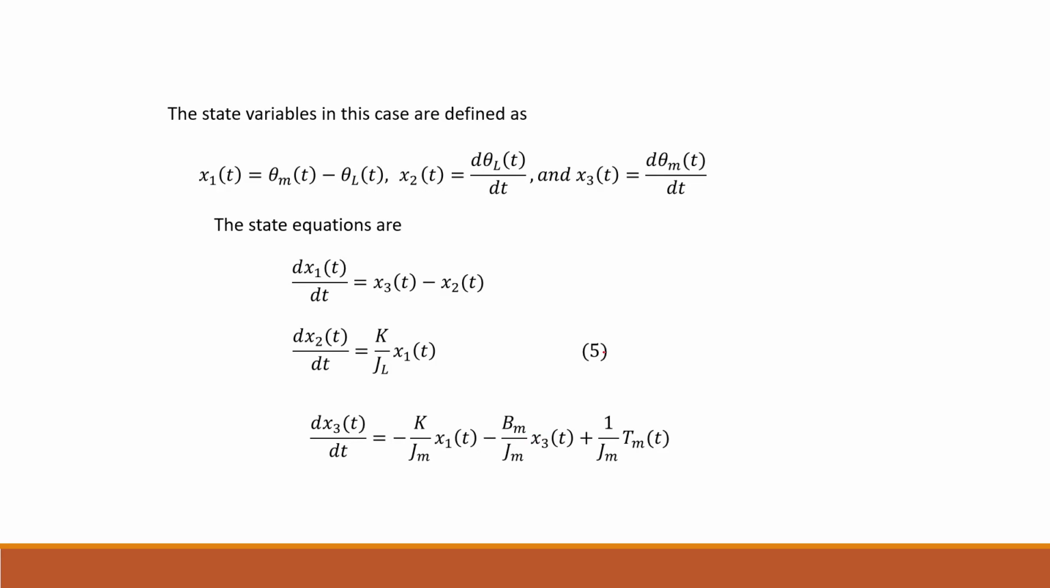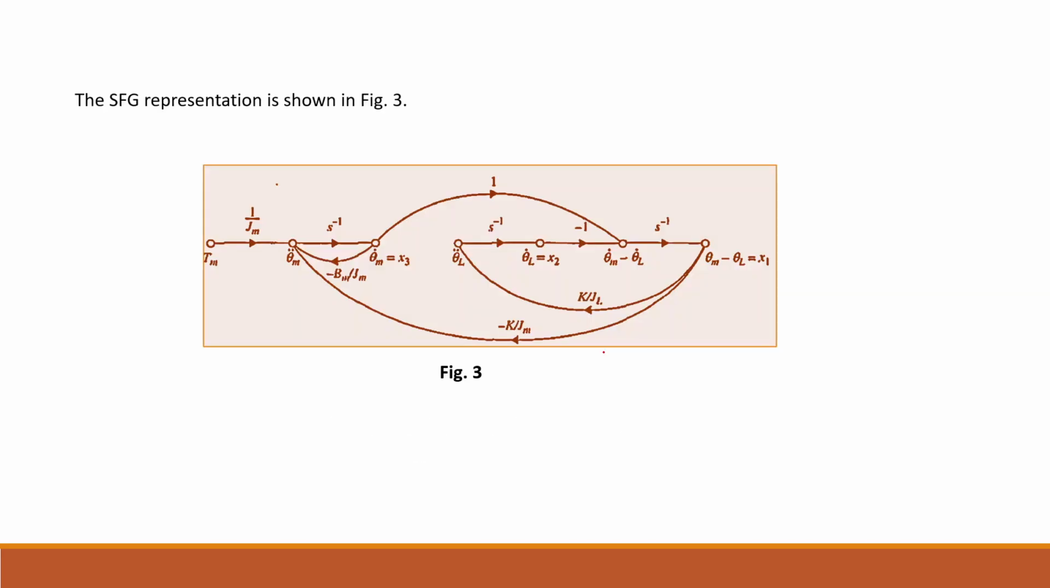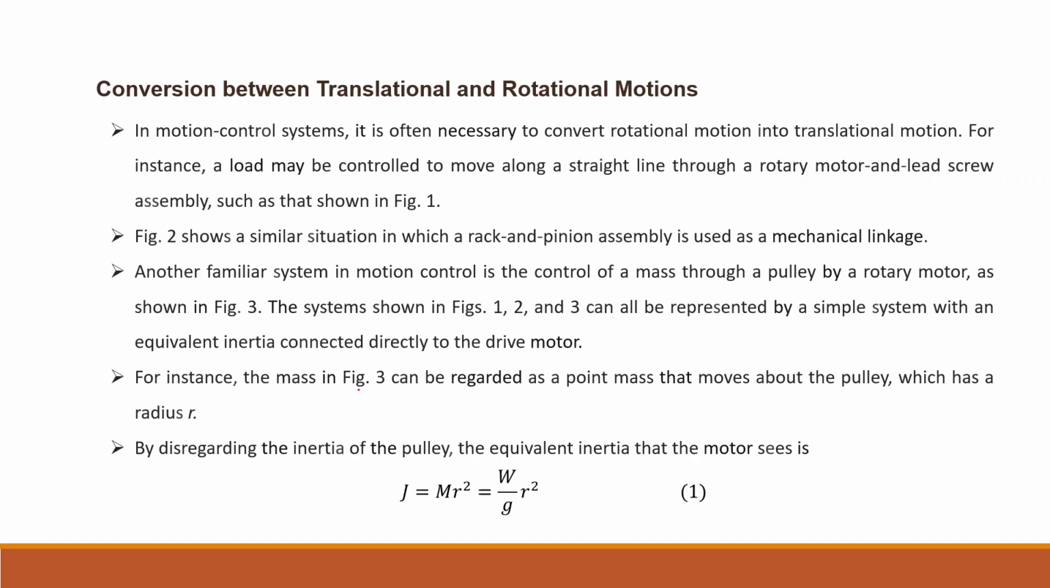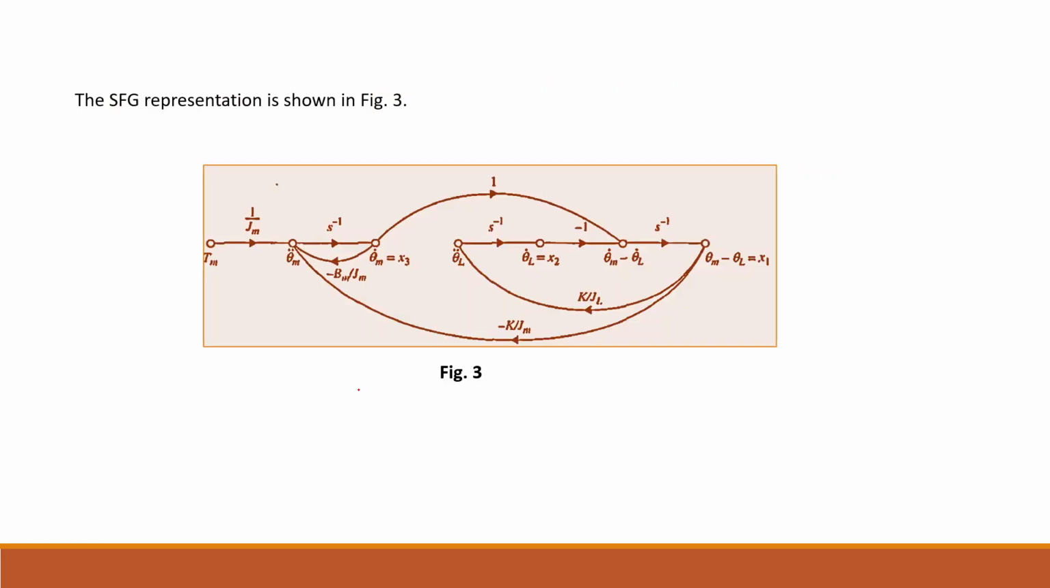Now arranging them and writing the expressions, we can form this signal flow graph. And from this signal flow graph, using Mason's gain formula, we can obtain a relationship between, let's say, theta L(s) and Tm(s). We can obtain a transfer function considering zero initial conditions. We can find the transfer function for this.